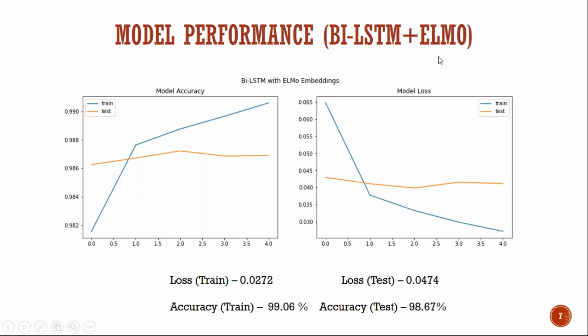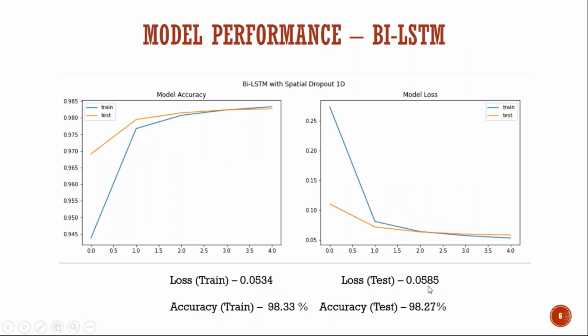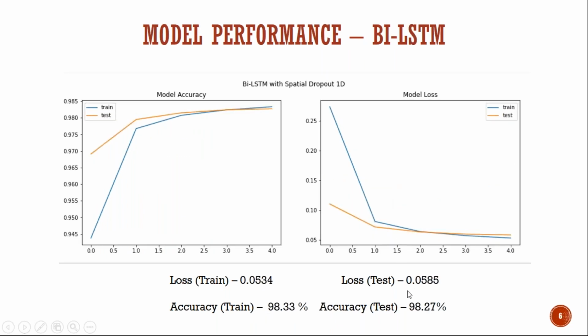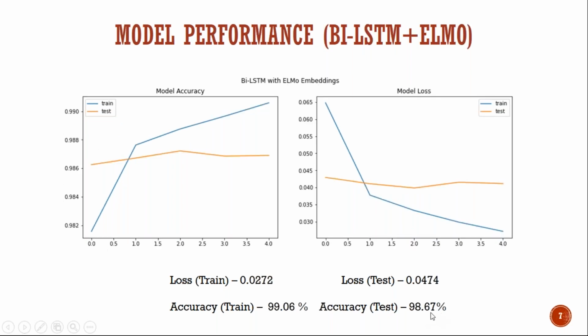When I replace the default embeddings with the ELMo contextual embeddings, this is the performance you can observe. Here the loss has converged well with respect to the default embeddings. Here you can see the loss is 0.0534 and here it is 0.02. And even the accuracy, 99.06 and 98.67, has improved with respect to the default embeddings, which is 98.27.